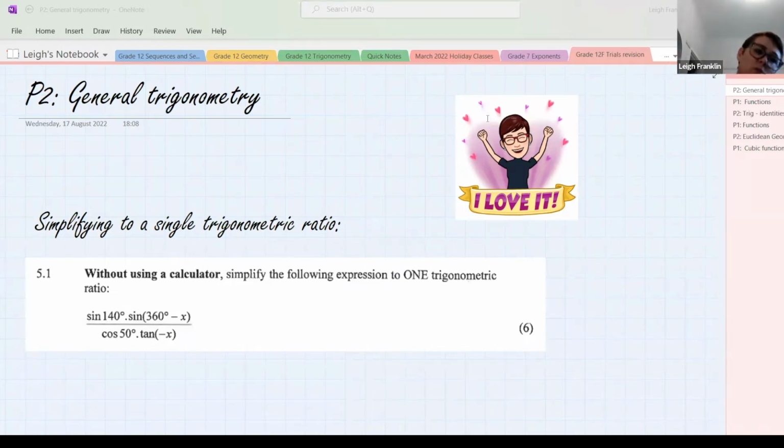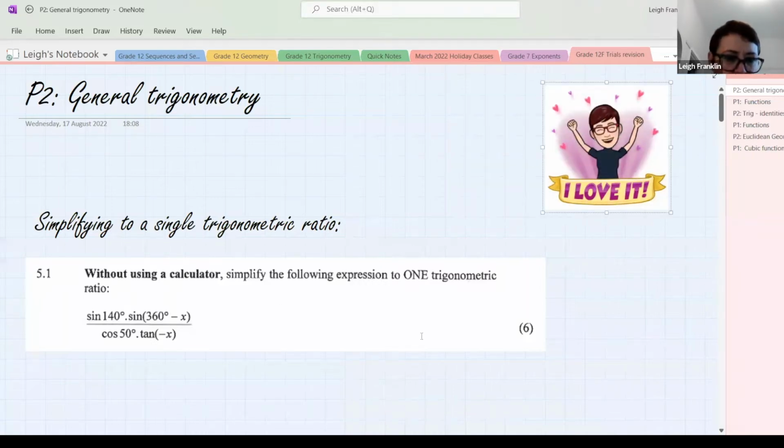All right, so typically what we see in CAPS papers is a mixture of grade 11 and grade 12 work. And one of the questions that they always ask us is to simplify an expression to a single trigonometric ratio. So being able to do that is really, really important. Most of the time, this is application of our grade 11 reduction formulae. So I just wanted to go through how one would attempt a question like this, and then I've got a few that I would like you guys to be able to practice.